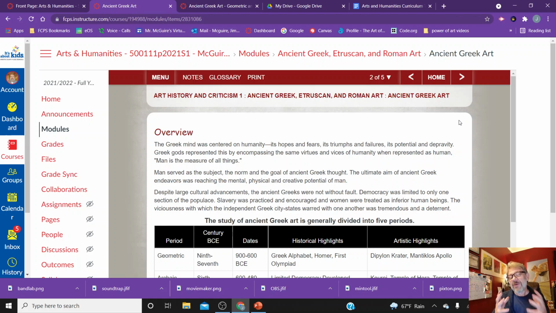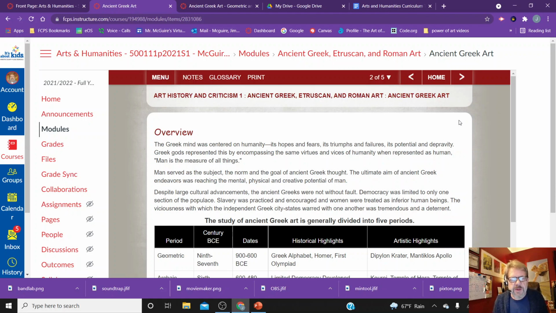And so we're going to see reflected in sculptures, all these big athletic sculptures and so forth. Despite large cultural advancements, the ancient Greeks were not without fault. Democracy was limited to only one section of the populace. Not everybody got to participate. Slavery was practiced and encouraged, and women were treated as inferior human beings.